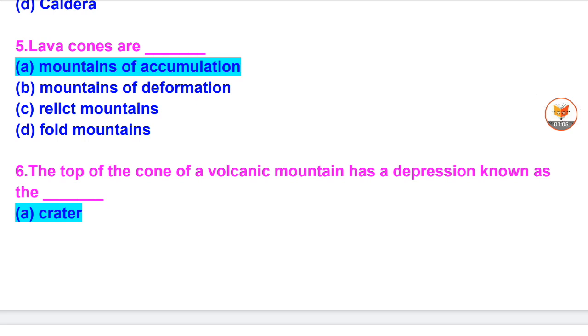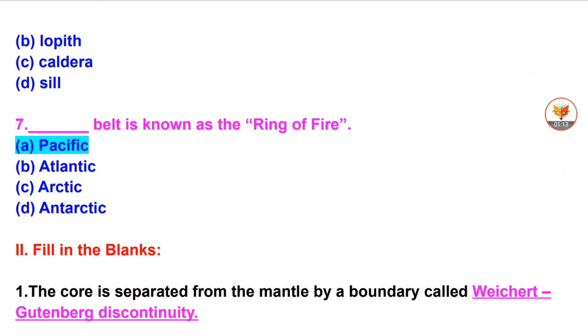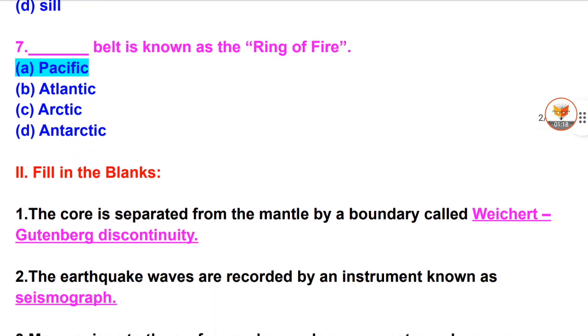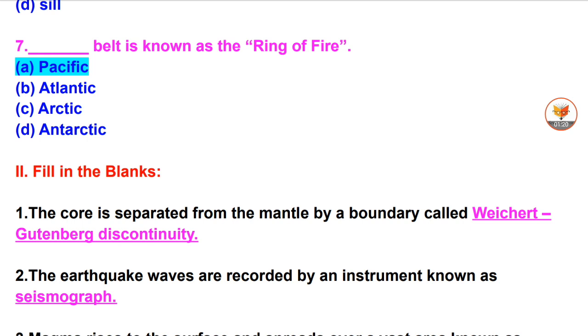6. The top of the cone of a volcanic mountain has a depression known as the: A. Crater, B. Lopolith, C. Caldera, D. Sill. 7. A. Pacific, B. Atlantic, C. Arctic, D. Antarctic.